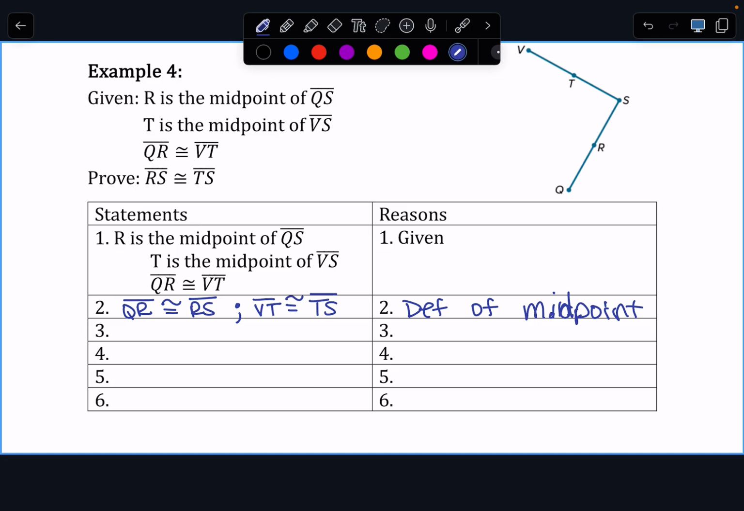Okay, what about T is the midpoint of VS? Okay, also definition of midpoint, so I just put them on the same line. Okay, I eventually want RS to be congruent to TS. Hey, look at this. I have 3 statements, right? Do we need the segment addition postulate? I think we do.